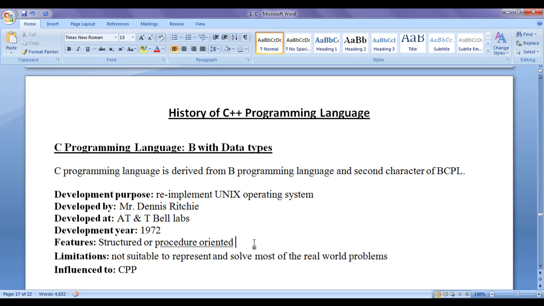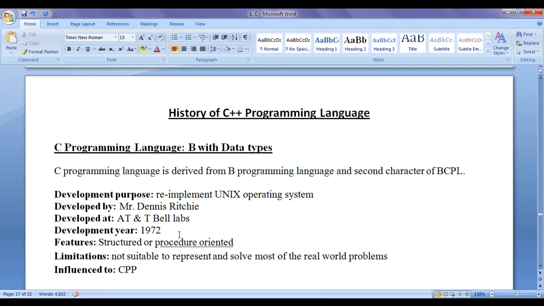They don't concentrate on how to manage data, how to represent data efficiently, how to give different levels of access to the data. In procedure-oriented programming languages, we know that the scope of variables will be either local or global. There is very little protection to the data. They follow a top-down approach to solve a problem. They are not suitable to represent and solve most of the real-world problems.